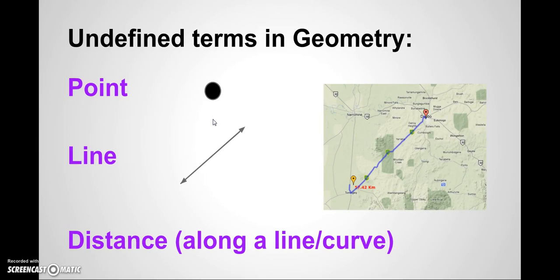So some undefined terms in geometry include the words point, line, and distance. And these are actually pretty important. So you can see here's a point, we all know what a line is, and distance along a line or a curve is pretty straightforward.